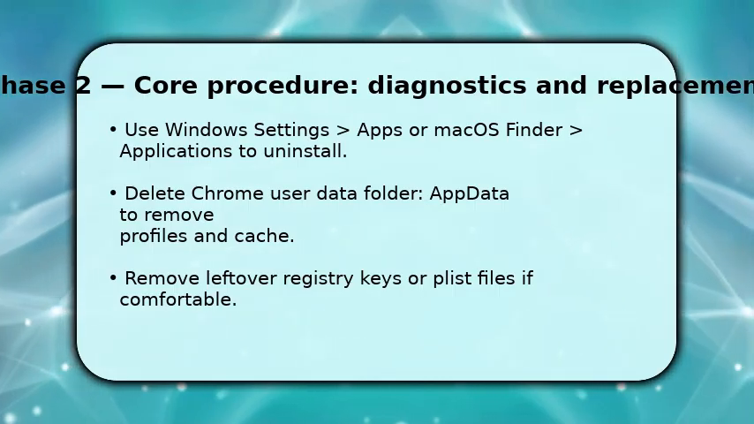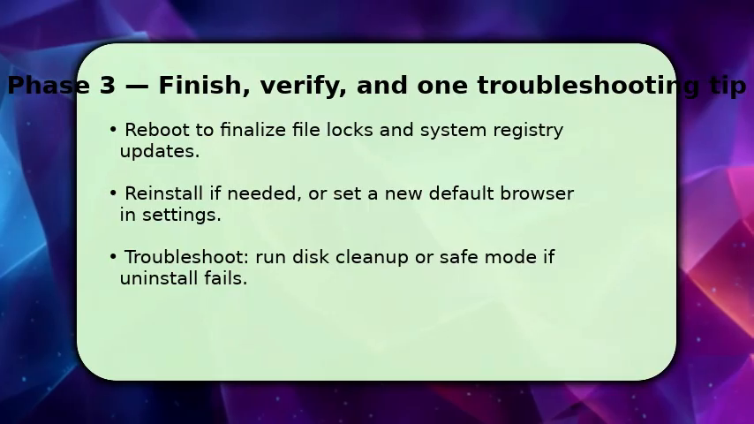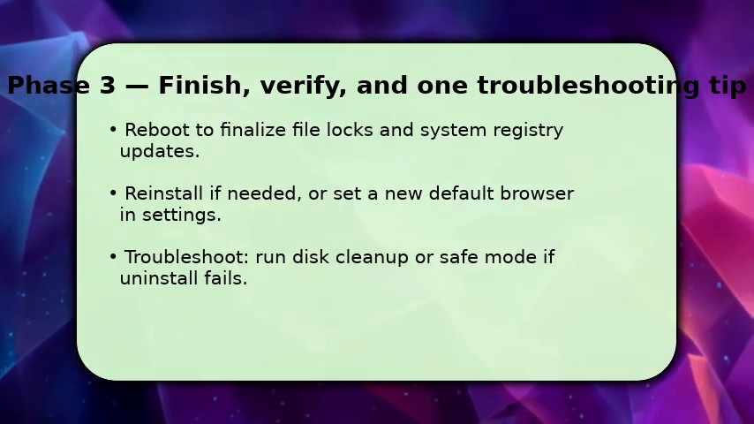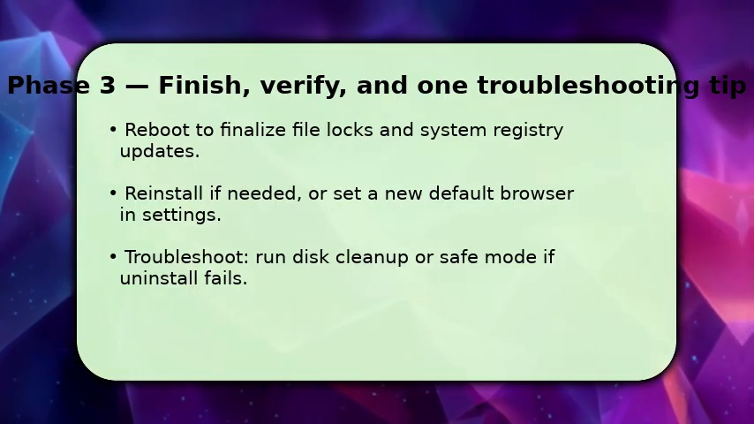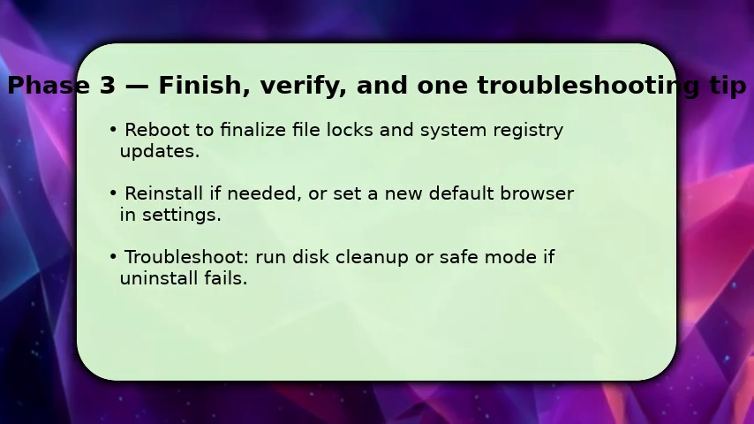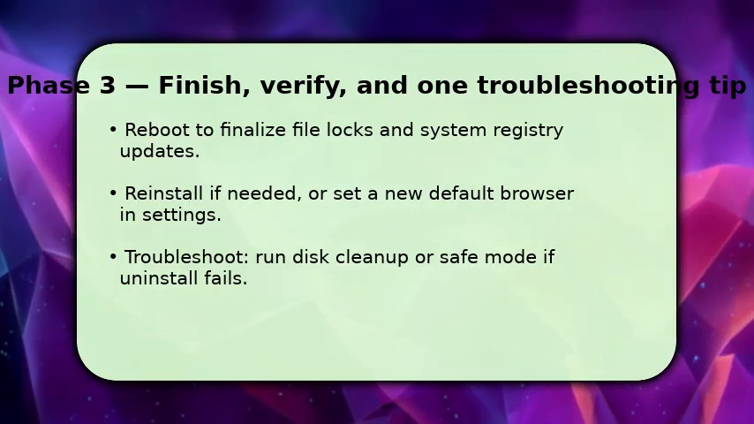After restart, decide. Reinstall a fresh Chrome copy, switch default browser in system settings, or leave it removed. If something goes wrong and Chrome won't uninstall, boot into safe mode and try again, or run disk cleanup to clear temp files that block removal.